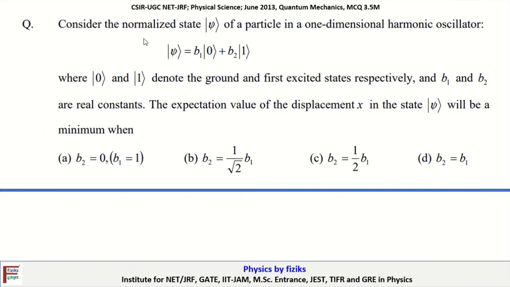Consider the normalized state of a particle in a one dimensional harmonic oscillator, psi is equal to B1 |0> plus B2 |1>, where |0> and |1> denote the ground and first excited state, and B1 and B2 are real constants. The expectation value of displacement x in the state will become minimum when? So we have to determine when this expectation value becomes minimum.